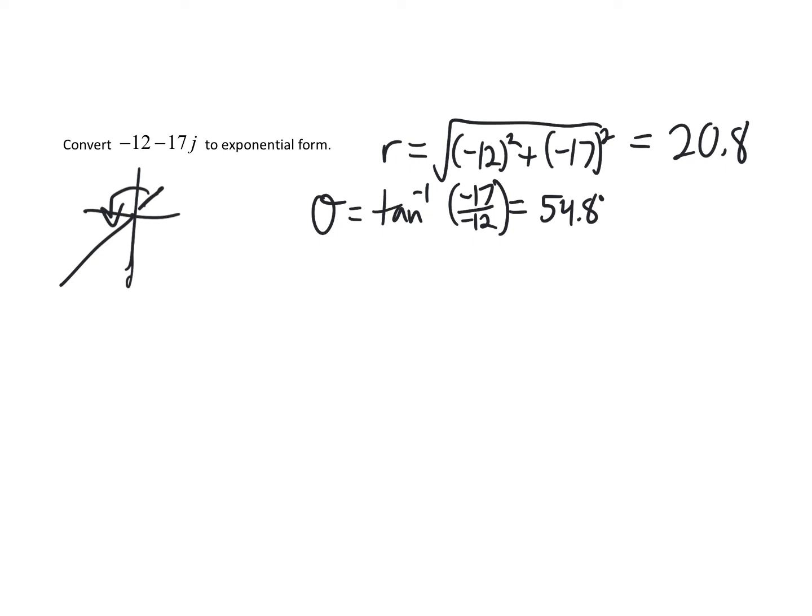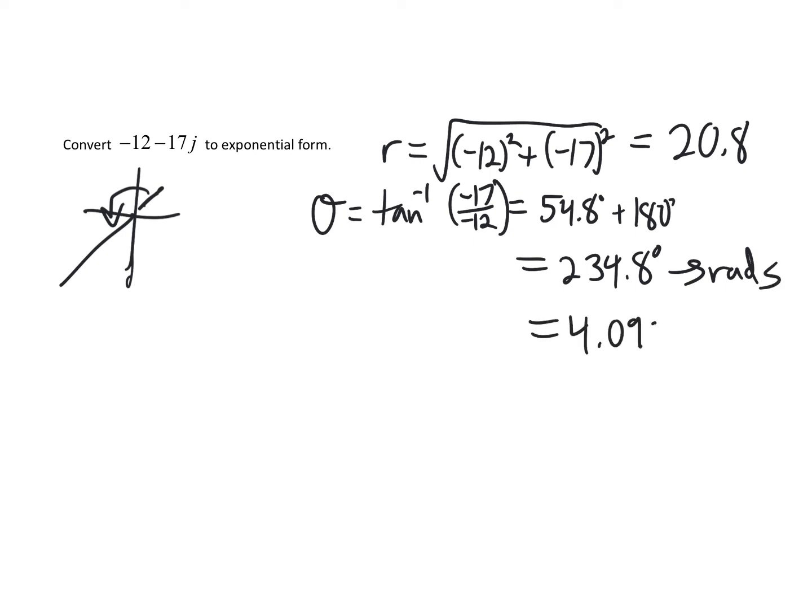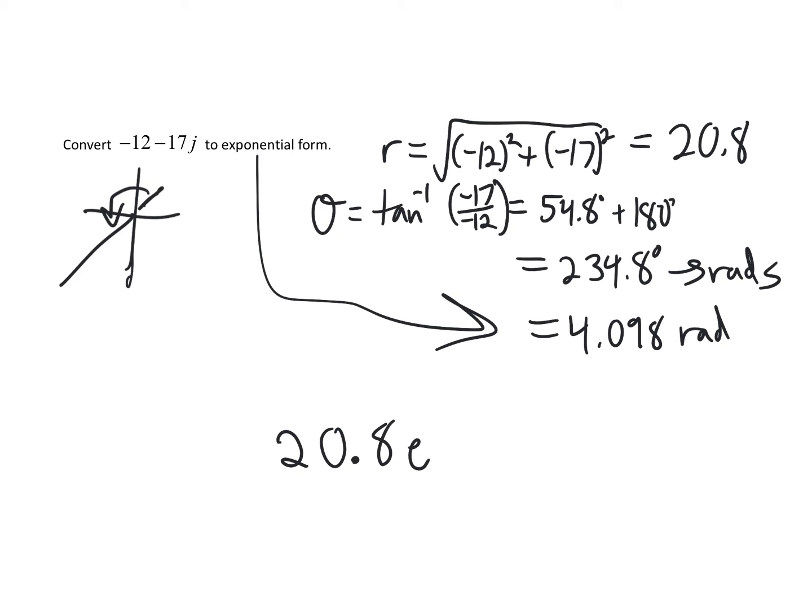Theta will be tan inverse of negative 17 over negative 12, which is 54.8 degrees, but 54.8 is up here, so we're going to have to add 180 to correct it, just using CAST rule. So we get 234.8 degrees. But that is not what we want for exponential. We need to put this into rads, or radians. So we end up with 4.098 rad. Now, whether you use your calculator or just times by pi over 180, just remember, exponential form has to be in radians. So 20.8 e to our angle j.